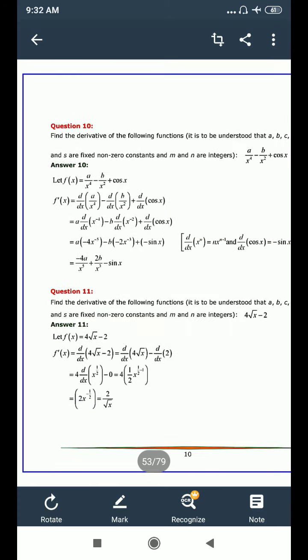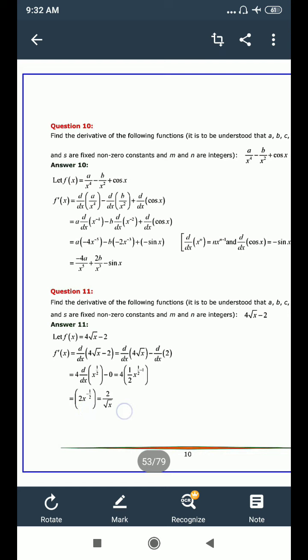Question number 11. You have to differentiate 4 root x minus 2. So it is d over dx of 4 root x minus d over dx of 2. So 4 you can take out. Root x is nothing, it is x raised to power half. And derivative of 2 we know it is constant, so it will be 0. So it will be x raised to power half. It is using x raised to power n formula. It will be half into x raised to power half minus 1. So that is x raised to power minus half.